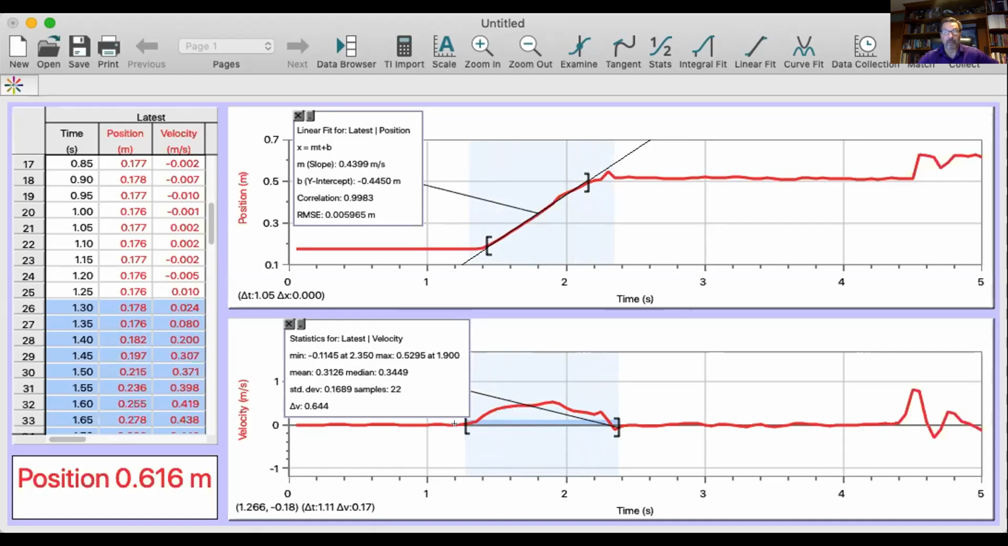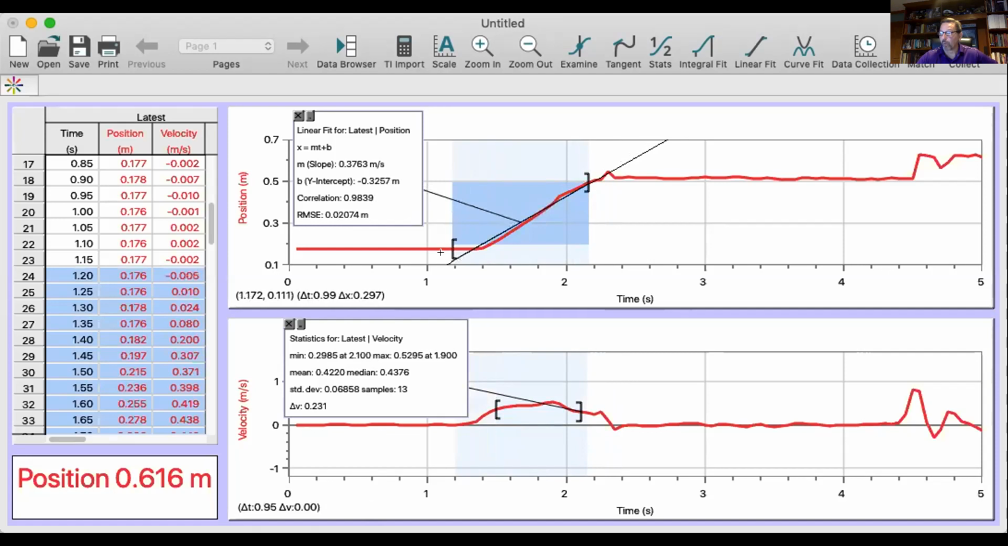I wasn't steady yet, right? The velocity hadn't reached its steady value. So I would not do that. I would move these points to where it looks steady right in there. And same thing here. You don't want to take these little brackets to before I started moving.